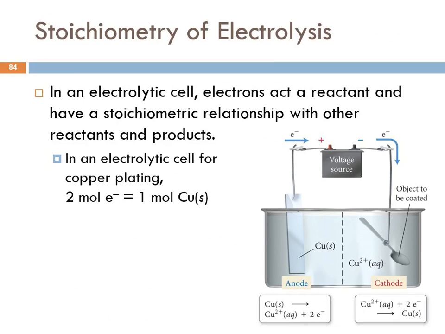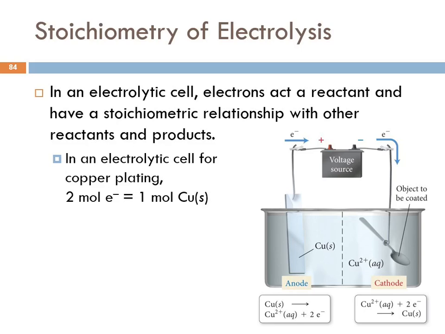Stoichiometry of electrolysis. So in this electrolytic cell, electrons are essentially acting as a reactant. And as such, they have a stoichiometric relationship with the other reactants and with the products.